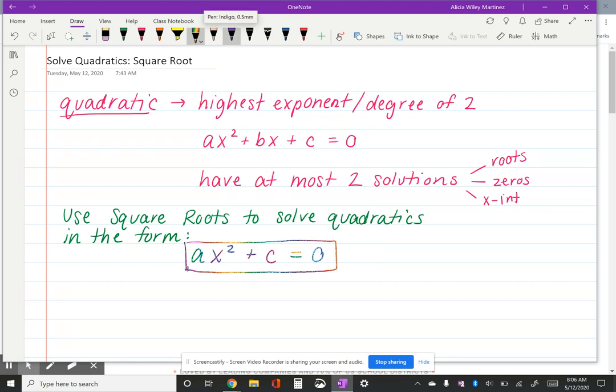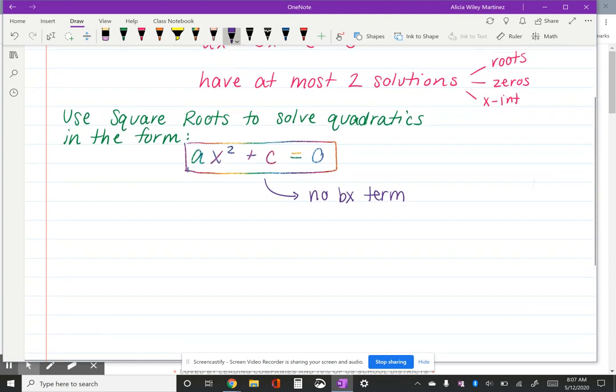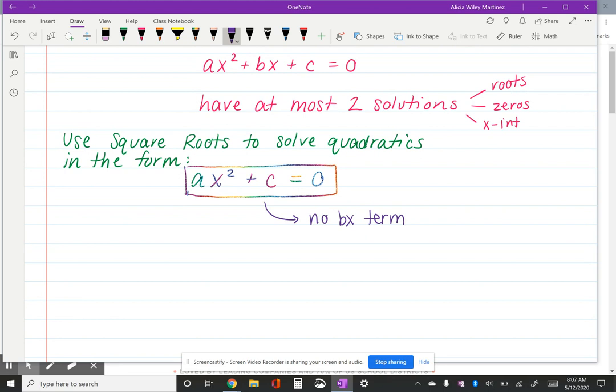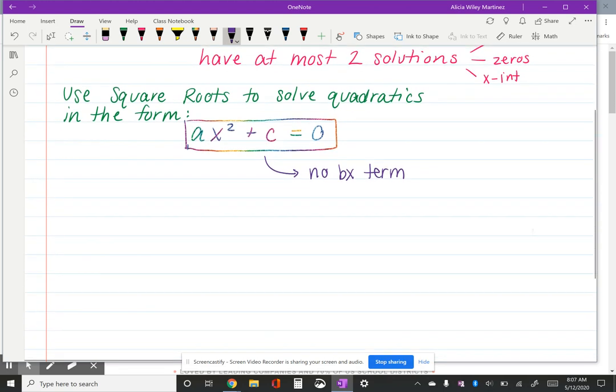Now the idea here in this form is that there is no bx term. So essentially the value of b is 0, canceling that out, leaving you with ax squared and the constant set equal to 0. Okay? So for these problems, again, we can get 2 solutions, 1 solution, or possibly no real solution. So let's look at a couple examples.